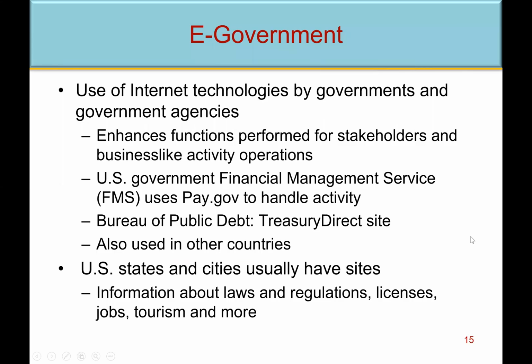All right, so next, e-government. What does e-government mean? The use of internet technologies by governments and government agencies to enhance functions performed for stakeholders and business-like activities. For example, the US government financial management service uses pay.gov to handle payments. Like in Malaysia, our government also provides online payment for certain services.